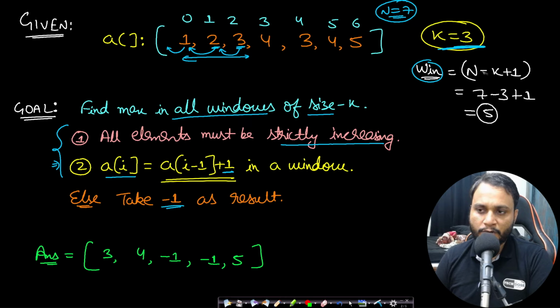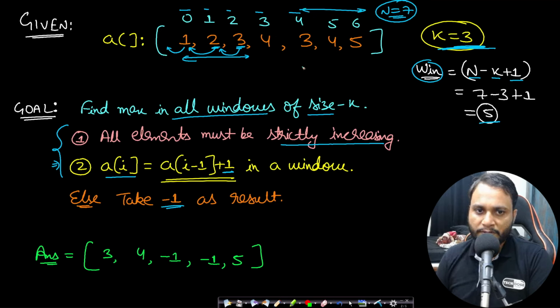So if we have n equals 7 elements and k equals 3, then my number of sliding windows will be n minus k plus 1. This is already mentioned in the problem. So if I have 7 items and window size is 3, then we will have 5 windows starting at 0, 1, 2, 3, 4. After this we cannot start from 5, because we need a window of size 3. 4 will be the last window, from 4 to 6.